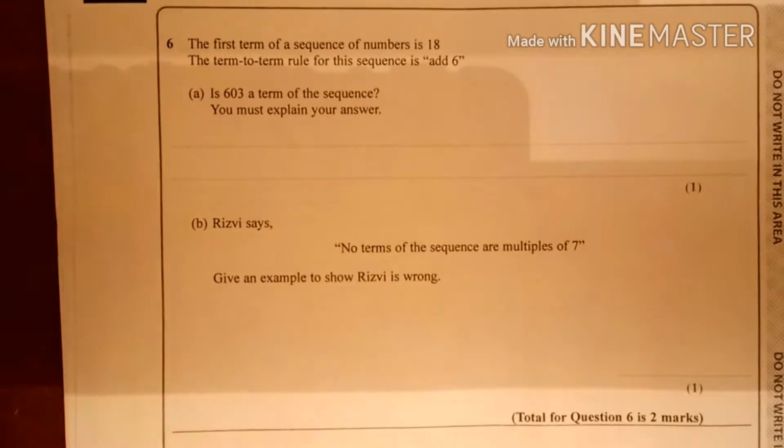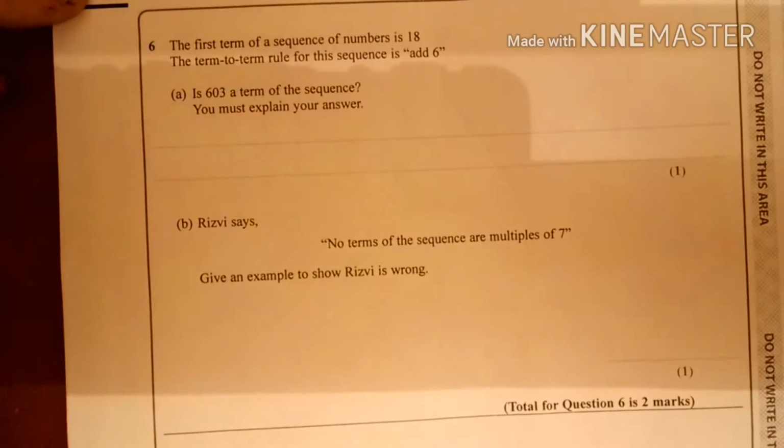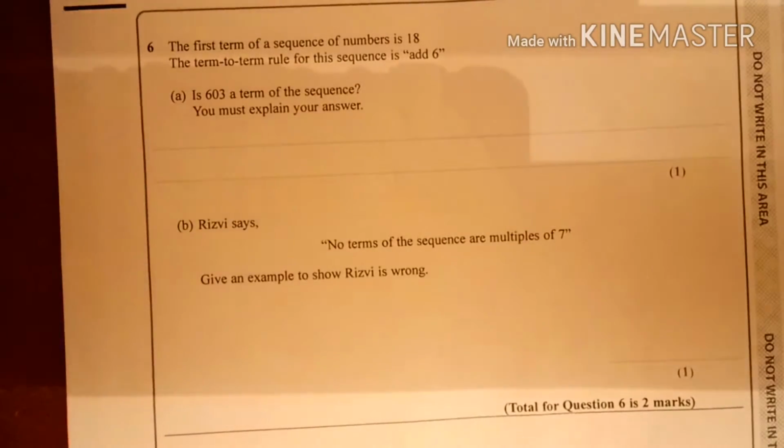The first term of a sequence of numbers is 18. The term-to-term rule for this sequence is add 6. Is 603 a term of this sequence? You must explain your answer. Right, so let's actually write out this sequence. It will help us out.